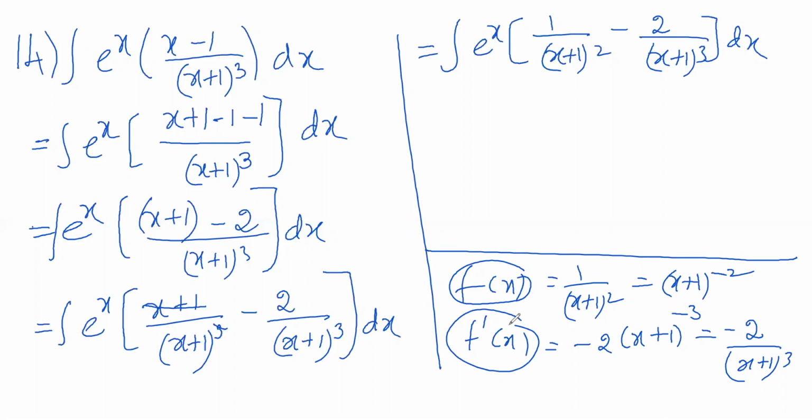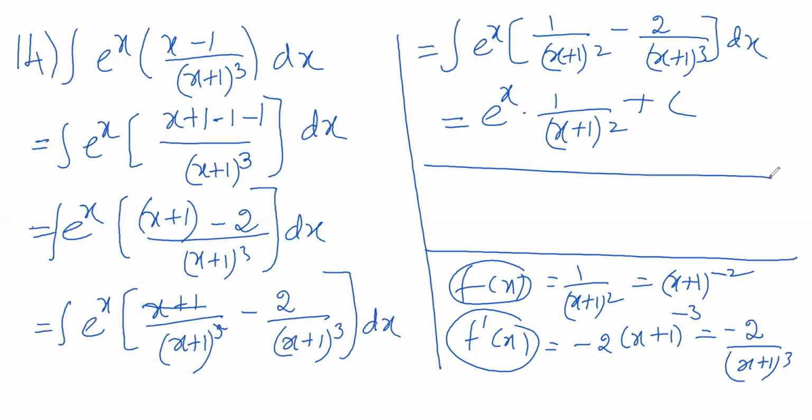So this is f of x and this one is f dash of x. So it is of the form e power x into f of x plus f dash of x. So the answer is e power x into f of x. So we have e power x into 1 by (x plus 1) the whole square plus c. This is the answer for problem 14.